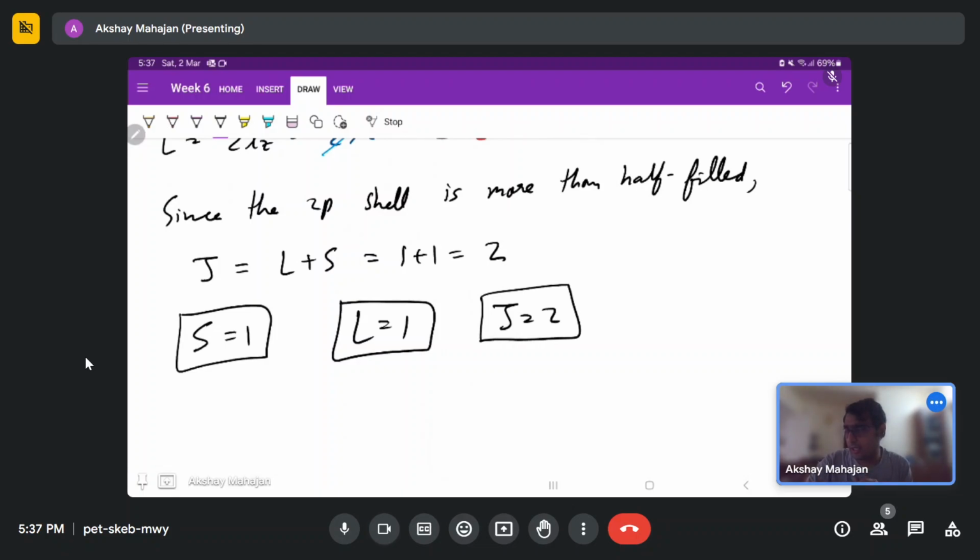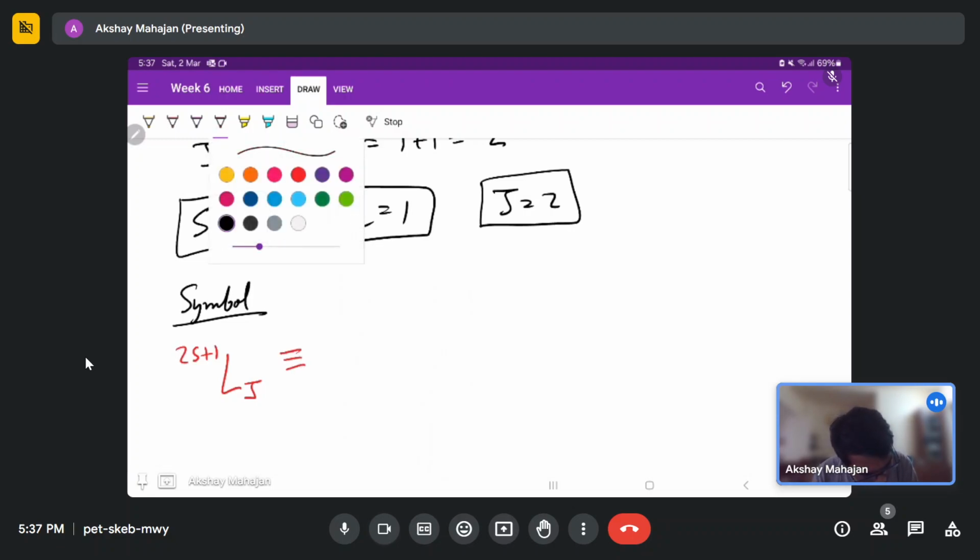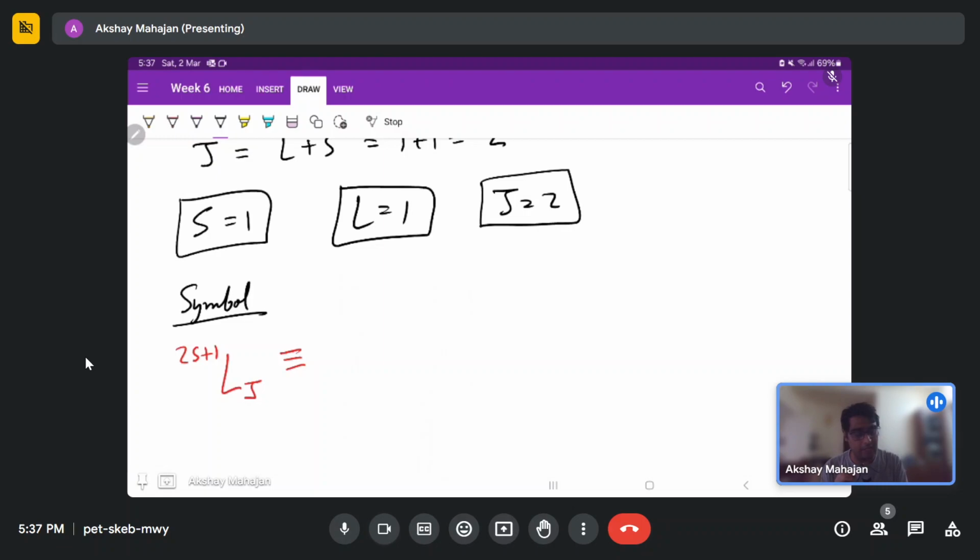Alright, and then we have to find the symbol. So the symbol formula is ^(2S+1)L_J. Here, for capital L we have L equals 1, which corresponds to the symbol P, and J is 2. And 2S plus 1 is 3, because capital S is 1. So our symbol will be 3P2.